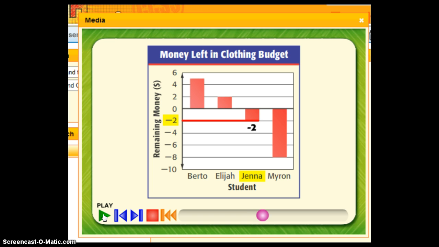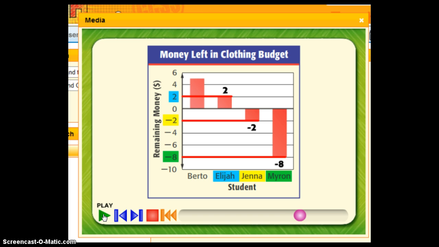What number represents the money left in Myron's clothes budget? The bar is 8 units below the 0 line, so the integer is -8. Myron owes his parents $8. Which student has $2 left? What integer represents this? Elijah has $2 left. It is represented by the integer +2 or just 2.